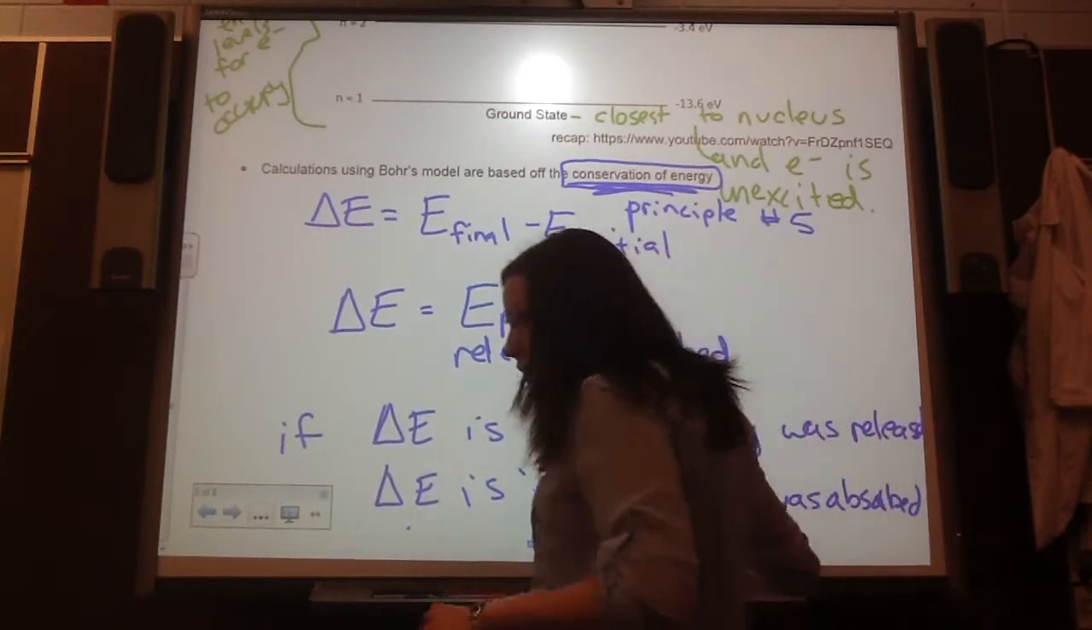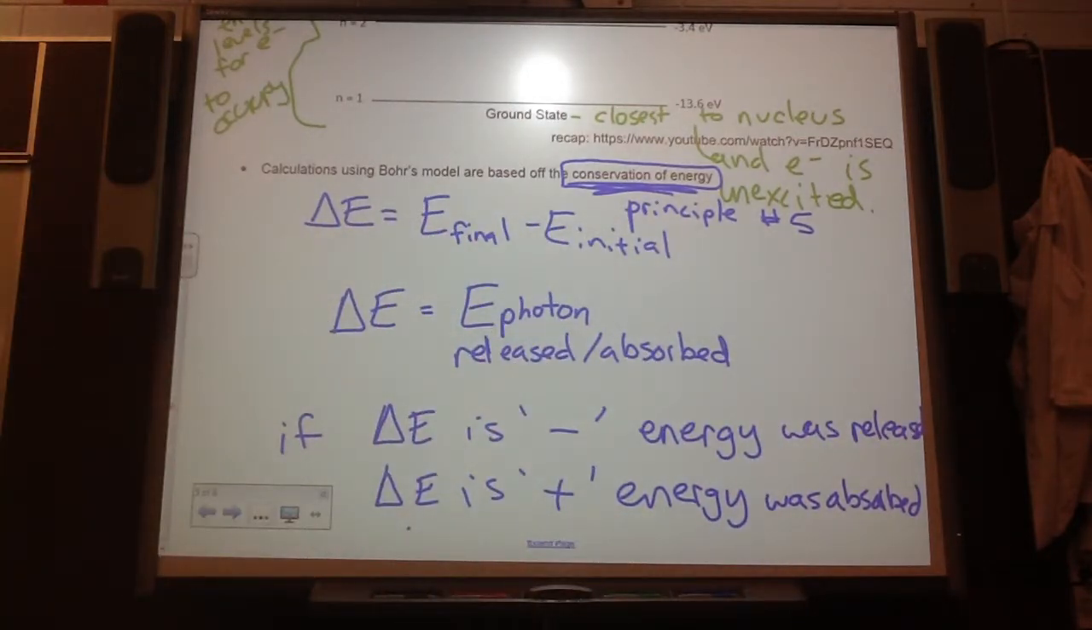A note to you that in your workbook questions, it's not going to give you the answers as negative or positive. It will just give it to you as the number. But say you get the answer -3 electron volts. You can still say, okay, that's 3 electron volts that was released. But your workbook will only give you the numbers, not the minus or negative.